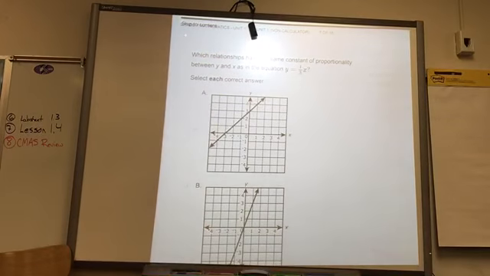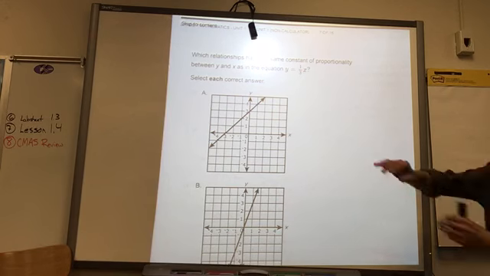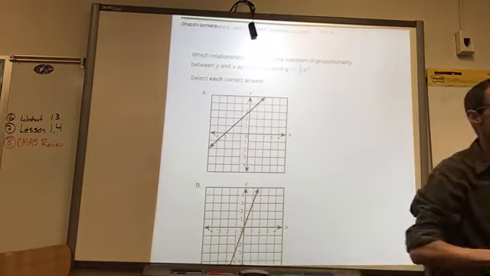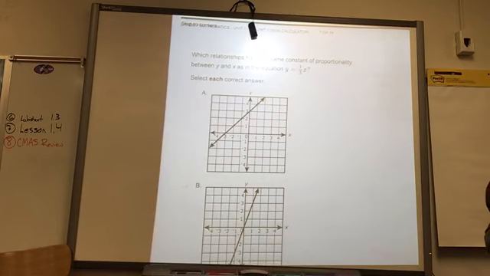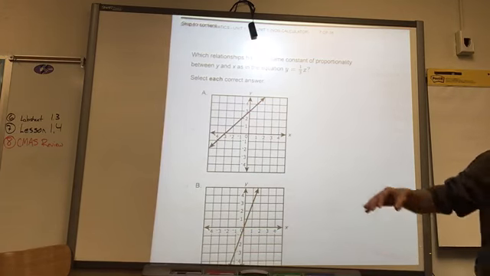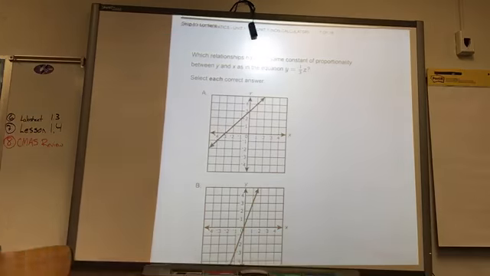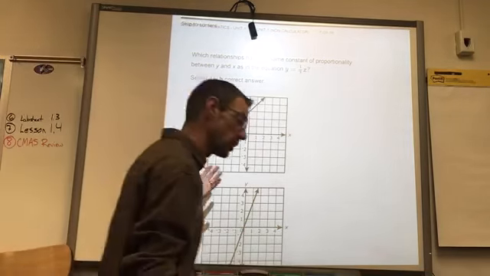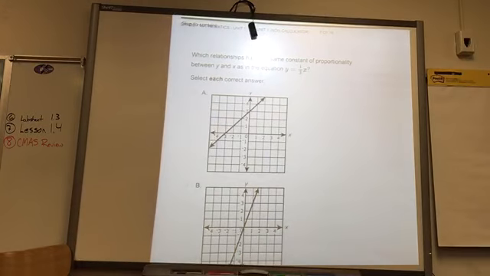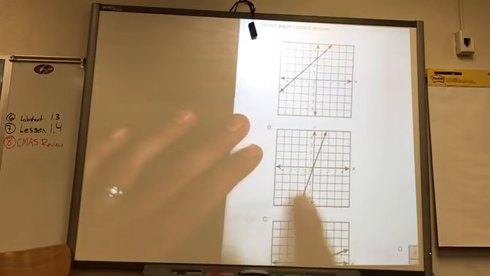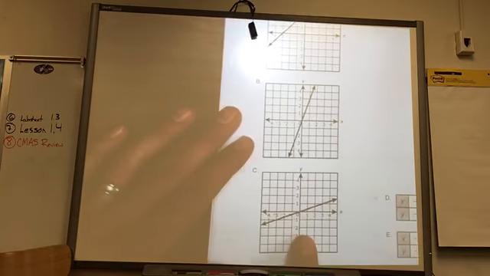So it asks which relationships have the same constant of proportionality between y and x as in the equation here. Now, we're going to forget about the equation because this one, they love to make things really complicated. So let's just break it down and make it a little easier. What's a constant? Rate. A rate. Linear line. So when we look at this, we have a linear line, linear line, linear line.